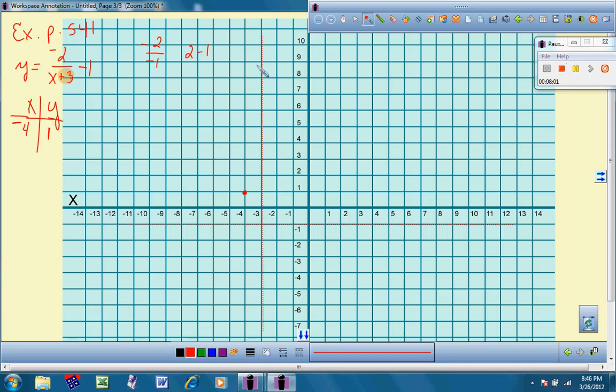Remember, your graph or your branch will never cross that asymptote vertically and horizontally. Therefore, my other branch is going to have to be a reflection of it over here. Alright, so you need at least 2 points. If I'm looking at my graph right here, I can see I've chosen negative 4 as an x value. I'm not going to choose negative 3 because negative 3 is the asymptote, so let's go ahead and choose negative 5.